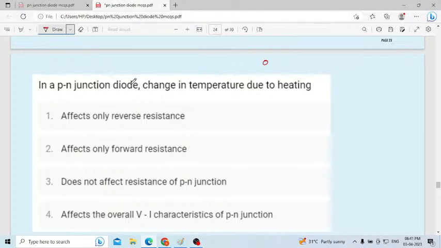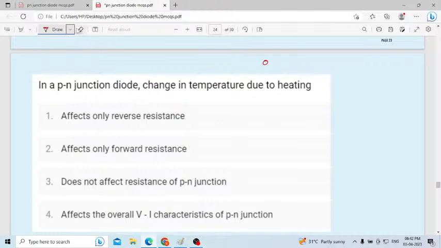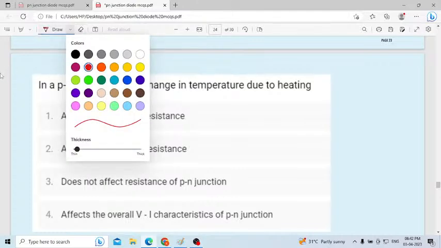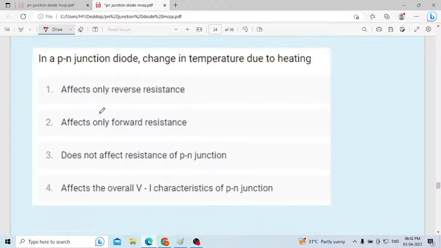In a PN junction diode, change in temperature due to heating: affects only reverse resistance, affects only forward resistance, does not affect resistance of PN junction, or affects the overall VI characteristic of a PN junction.